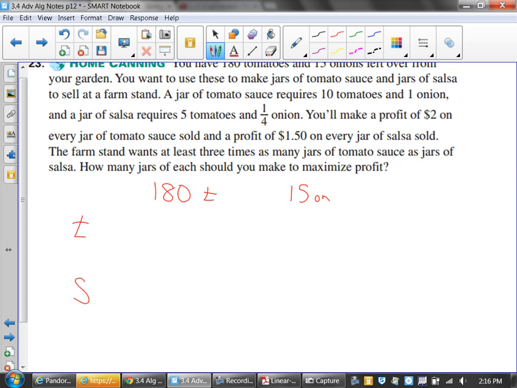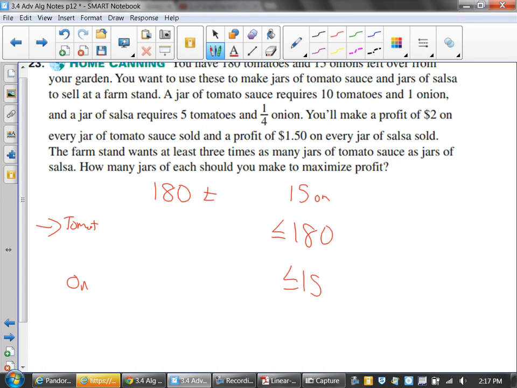You also know that a jar of tomato sauce takes 10 tomatoes and 1 onion. You know that a jar of salsa takes 5 tomatoes and a quarter of an onion. So if I'm looking at dealing with all tomatoes in this line, that means I have up to 180 tomatoes to use. If I look at my onion line, if you will, excuse me, this is my tomato line. It sometimes helps visualize it. I have up to 15.